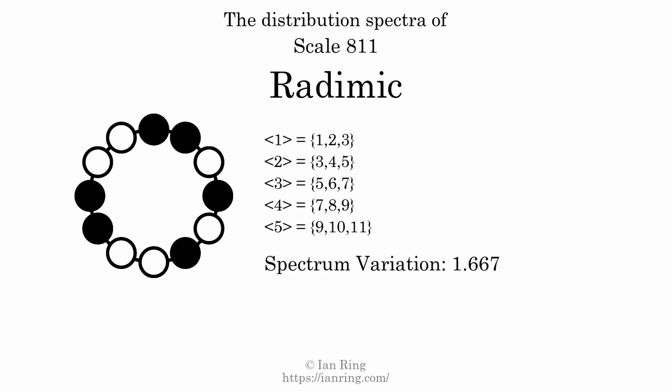The spectrum variation is the sum of all the widths, divided by the number of tones. The spectrum variation of this scale is 1.667.